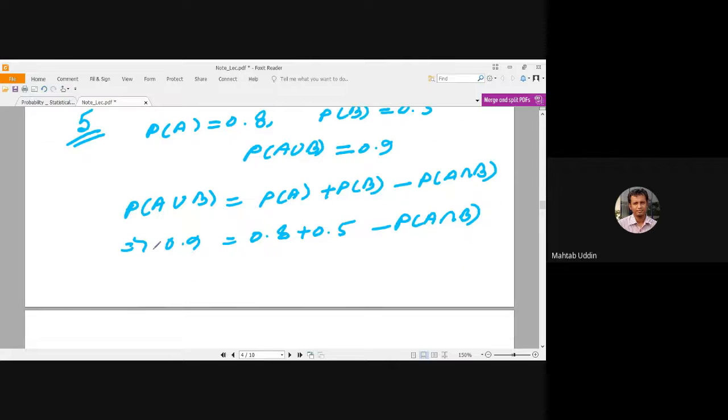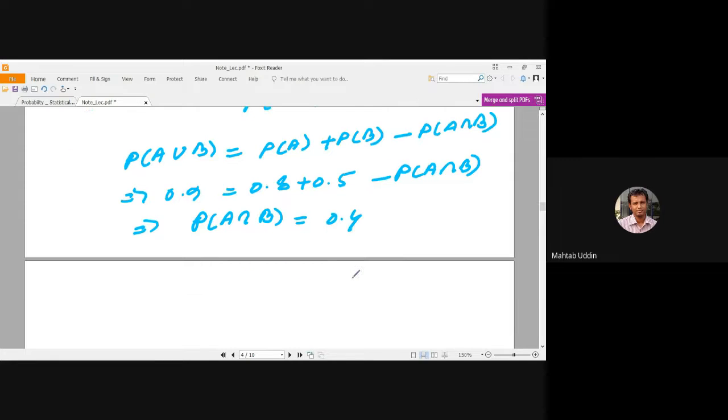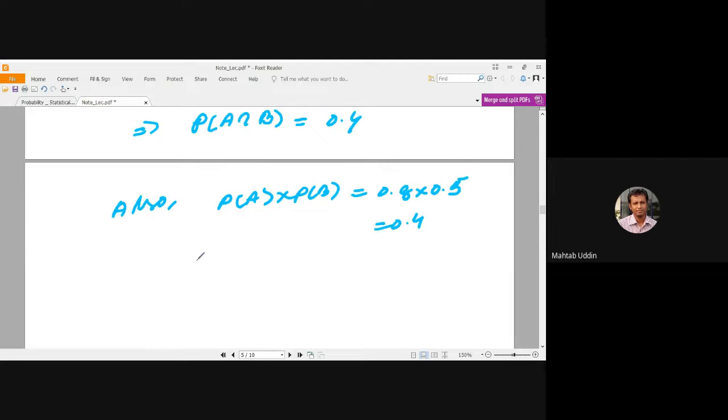So after the calculation, we get P of A intersection B. We got A intersection B from the formula. This is 0.4. From the formula, we got this. Also, P of A into P of B. P of A is 0.8, P of B is 0.5. 0.4. They are equal, right? Yes, sir.